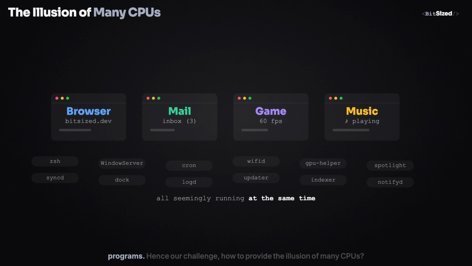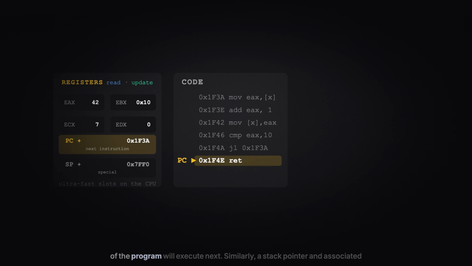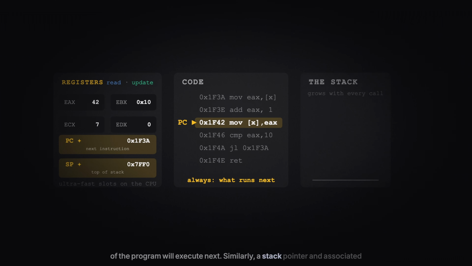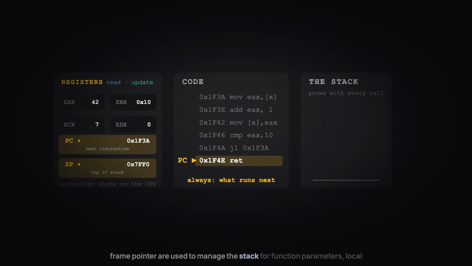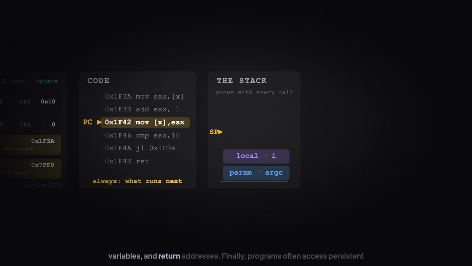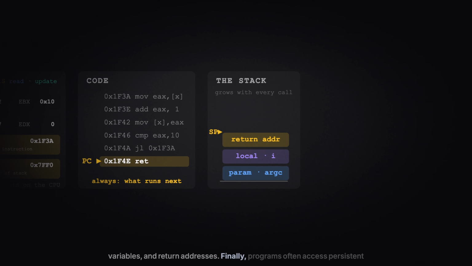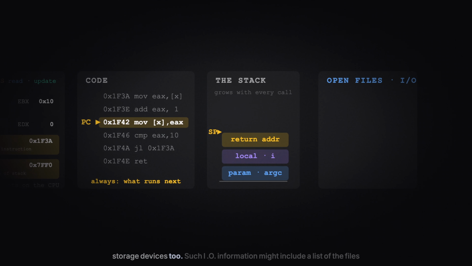Also part of the process's machine state are registers. Many instructions explicitly read or update registers, and thus clearly they are important to the execution of the process. Note that there are some particularly special registers that form part of this machine state. For example, the program counter, sometimes called the instruction pointer, tells us which instruction of the program will execute next. Similarly, a stack pointer and associated frame pointer are used to manage the stack for function parameters, local variables, and return addresses. Finally, programs often access persistent storage devices too. Such I/O information might include a list of the files the process currently has open.